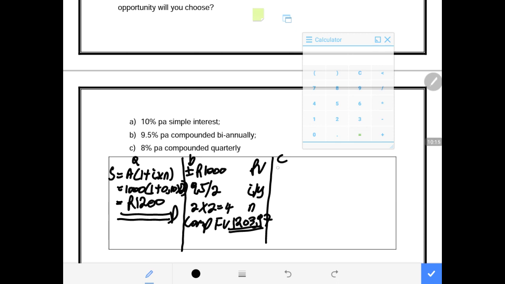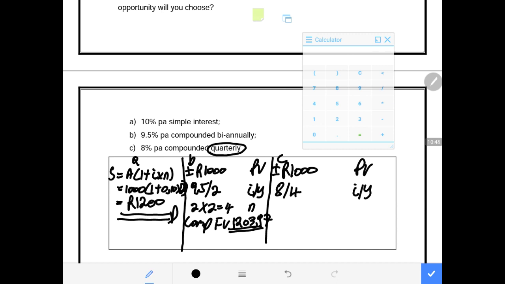So now we have to say plus minus present value of 1,000, 1,000 being our PV, and we say we have interest of 8% divided by 4. Don't forget, quarterly, how many quarters in a year? There are 4 quarters in a year. So always your interest as a full amount must be divided by the number of compounds in a year. So that will be our interest, i divided by y.